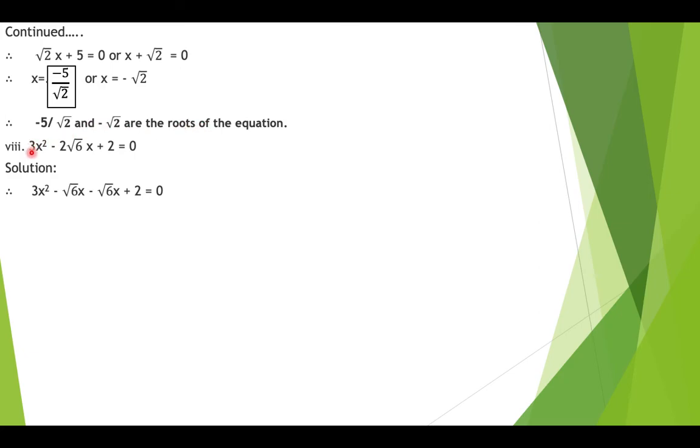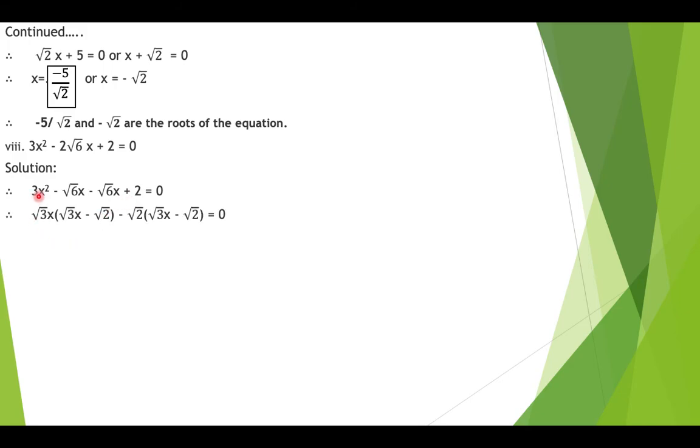So in this 8th sum, if you observe this carefully, 3 2s are 6 and over here it is minus root 2. So if you are splitting this in terms of root 6, since it is minus and minus, it is minus root 6 into minus root 6. We are going to get 6. 3 2s are 6. And minus root 6 minus root 6 is equal to minus 2 root 6. So we are going to get 3x square minus root 6x minus root 6x plus 2 is equal to 0.